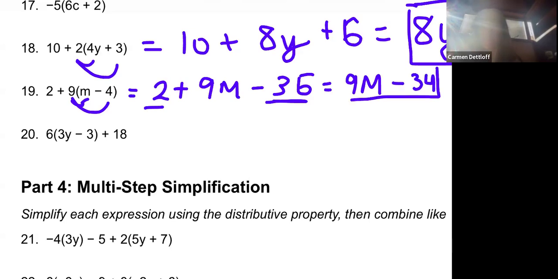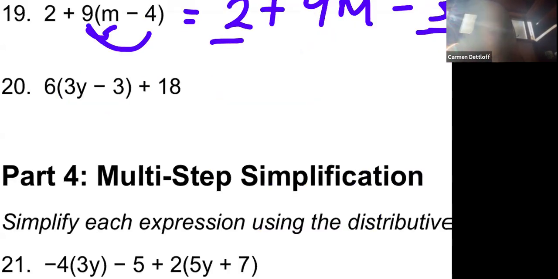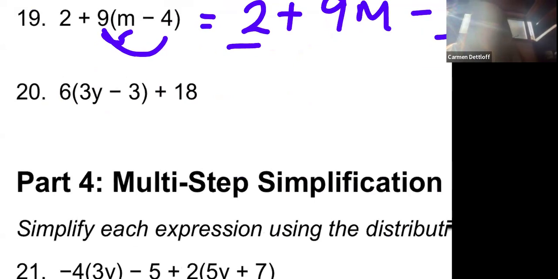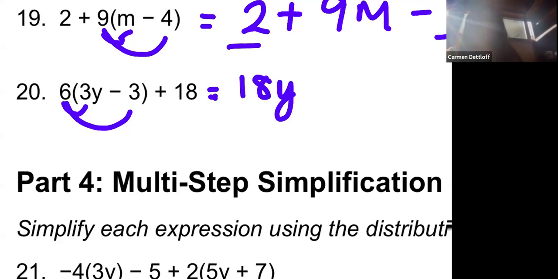Okay, let's do this last one together as well. This one has a lot happening. We're going to distribute first, and then we're going to add. So distribute my 6 to each term. 6 times 3 is 18y, and then negative 3 times 6 is negative 18 plus 18.